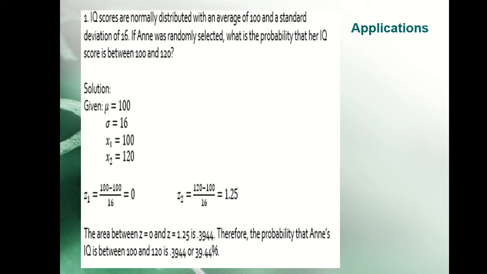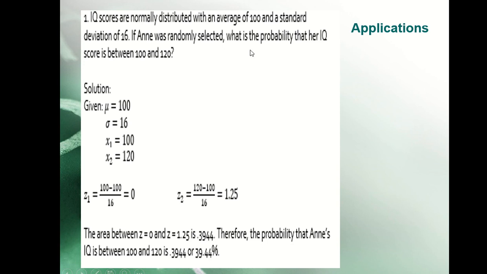So, number 1, IQ scores are normally distributed. The average is 100. That is why, according to the given, mu is equal to 100. Average is the other term for the word mean. And the standard deviation is 16. So, sigma is equal to 16.